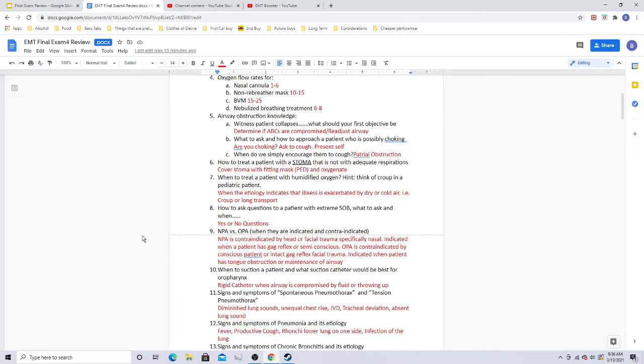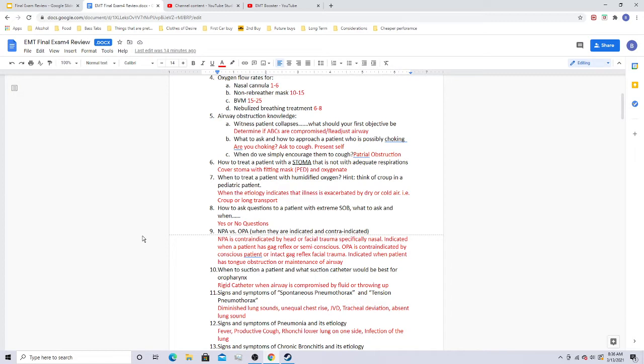Signs and symptoms of spontaneous pneumothorax versus tension pneumothorax. In both, you will hear diminished lung sounds, well, specifically in spontaneous. Unequal chest rise, JVD, tracheal deviation, and absent lung sounds tend to be the later symptoms of a pneumothorax. The best way to remember it is spontaneous. That basically means, yes, the lung is punctured and the pleural space is filling with air, but it hasn't gotten severe enough to the point where it's a tension.